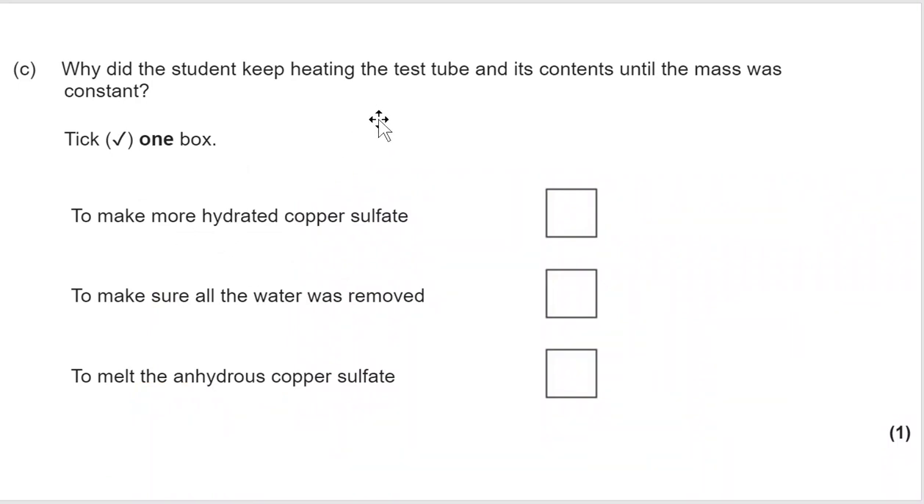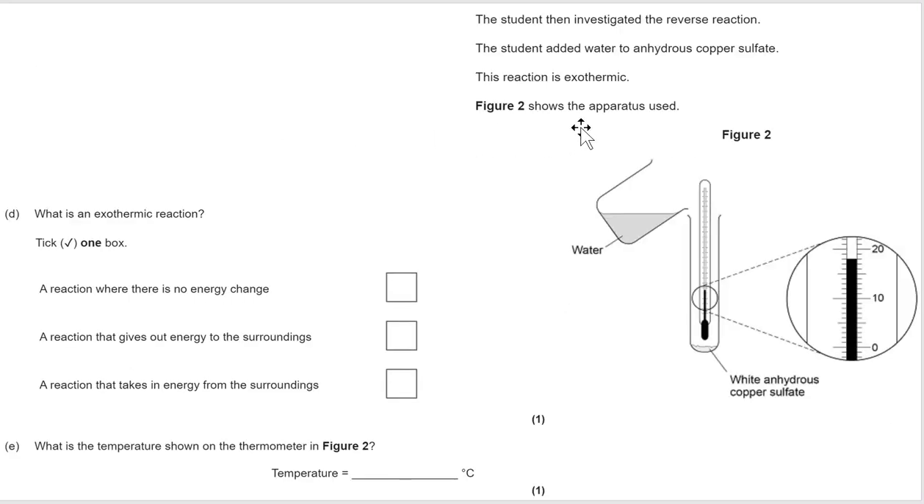Why did the student keep heating the test tube and contents until the mass was constant? So what they were doing was heating to dryness. You heat and then you measure, and you heat and you measure, and when you get to a point where the mass stops going down, you know you've heated it to dryness, you know that all of the water has been removed.